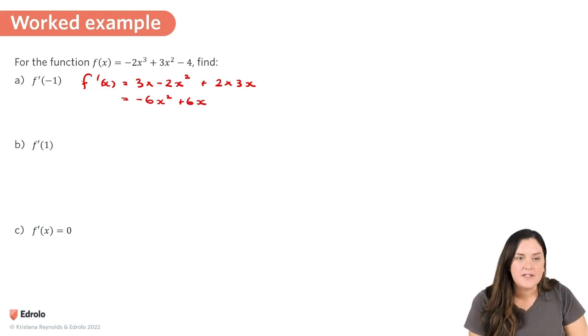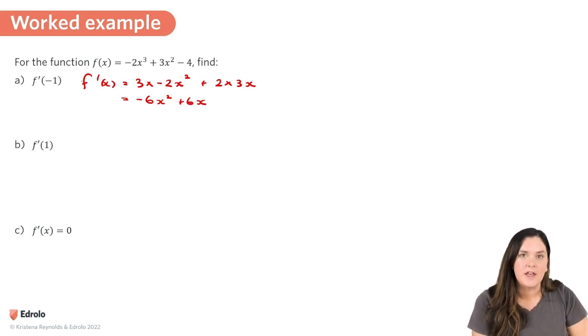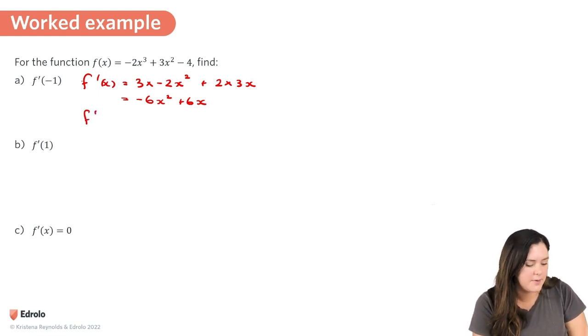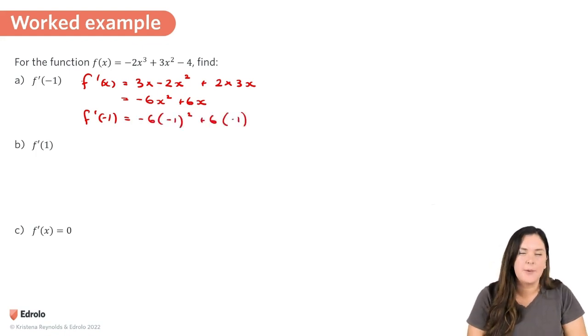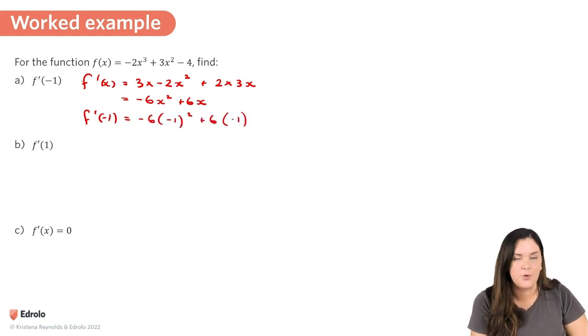What we need to do now is sub in x equals negative 1 to find what the gradient is at that point. So I'm going to write that in my notation there and replace all the x's with negative 1. And I like to keep brackets just so that I can make sure that I'm not forgetting about that negative there. So simplifying this one, I get negative 6 times negative 1 squared.